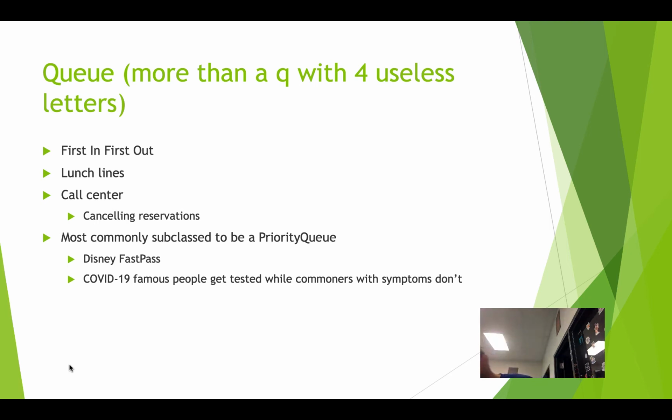Unfortunately, the same structure with a priority queue has been happening right now with the COVID-19, where a lot of famous people or famous people's friends and spouses are able to get access to testing for the COVID-19 virus and are getting treatment at a rate where people who don't have that ability are not getting that treatment even though they're exhibiting symptoms. And so a priority queue has some negative implications as well.